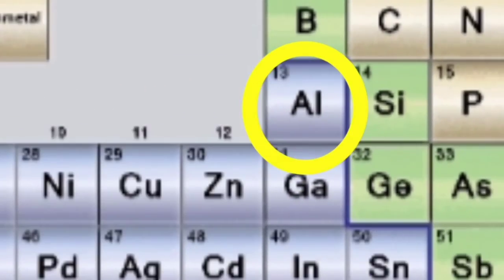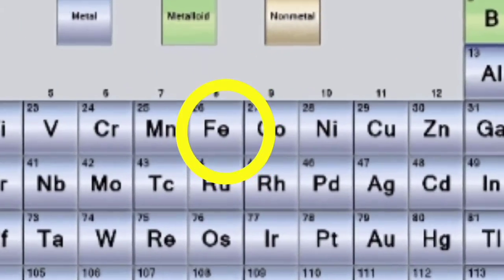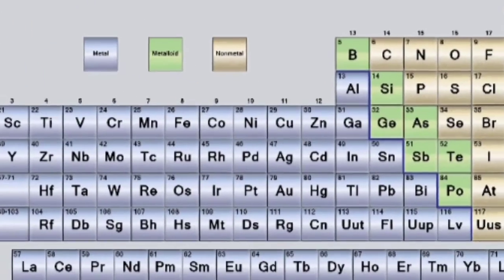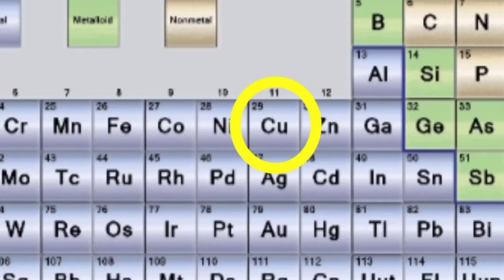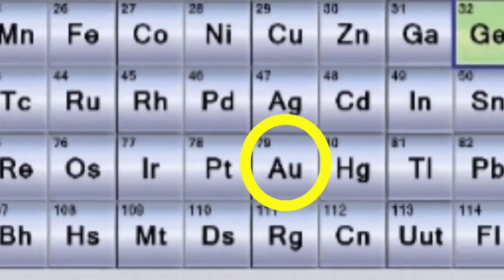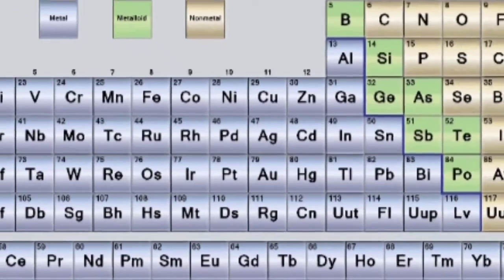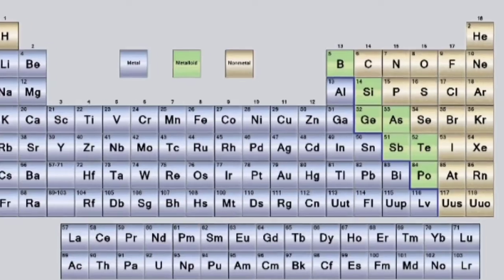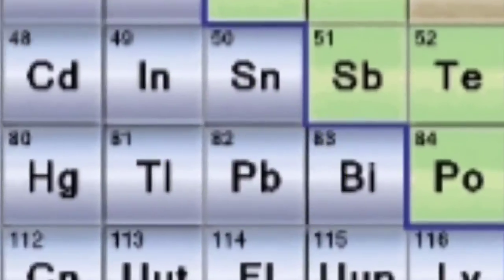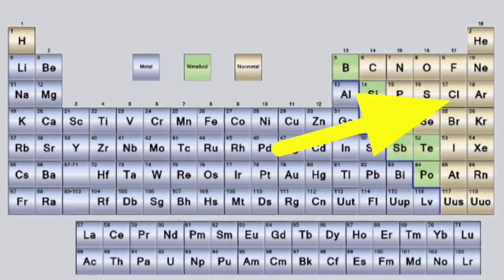Aluminum, iron, copper, gold, mercury, and lead are examples of metals.